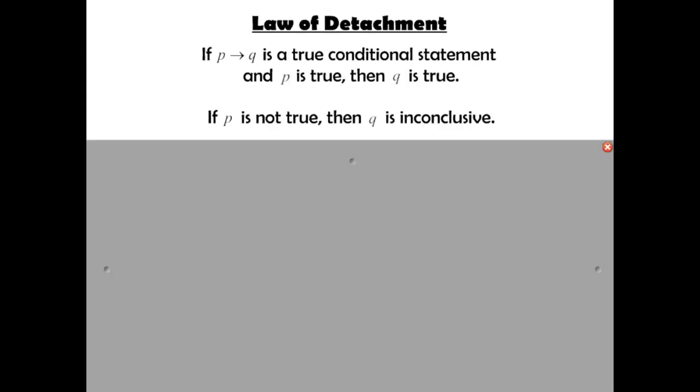So we're going to take a look at two different laws for our conditional statements. One of them is the law of detachment. It says if P then Q is a true conditional statement and P is true, then you can conclude that Q is also true. Now, the second case is if P is not true, then Q is inconclusive. So we're going to take a look at these two different scenarios with an example, and then it'll become a little more clear than it looks right here.